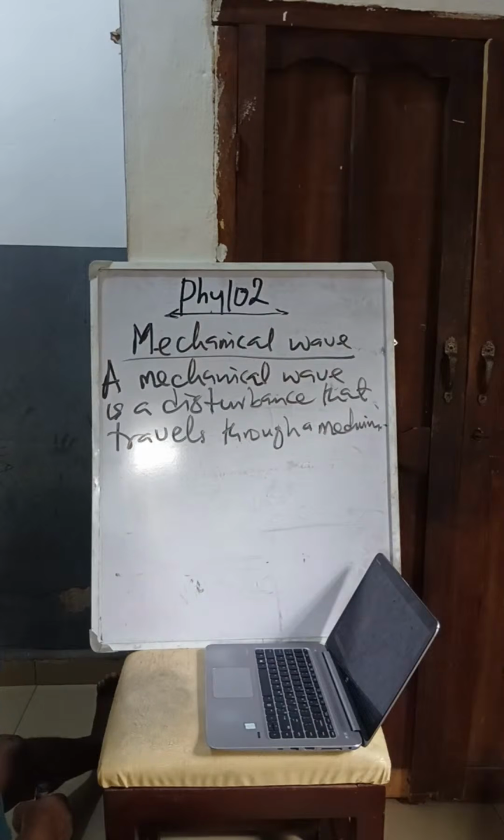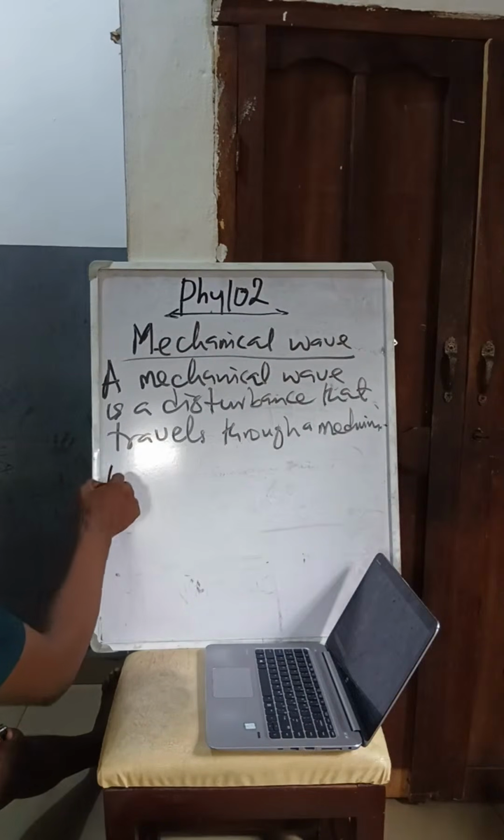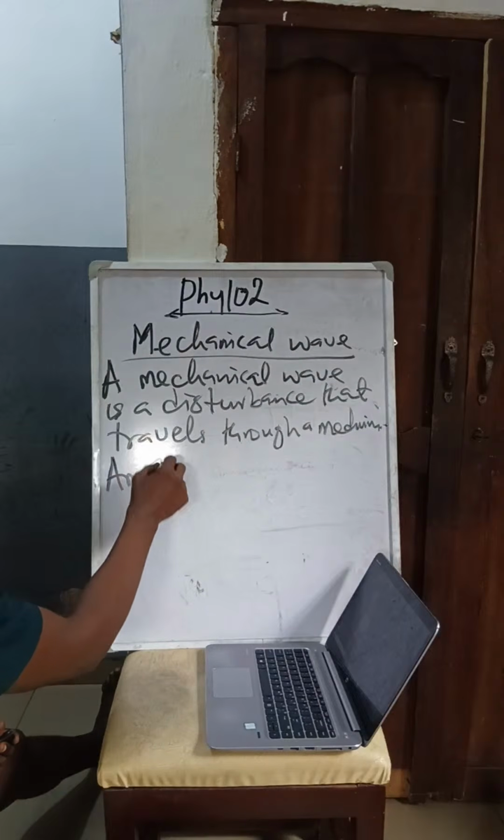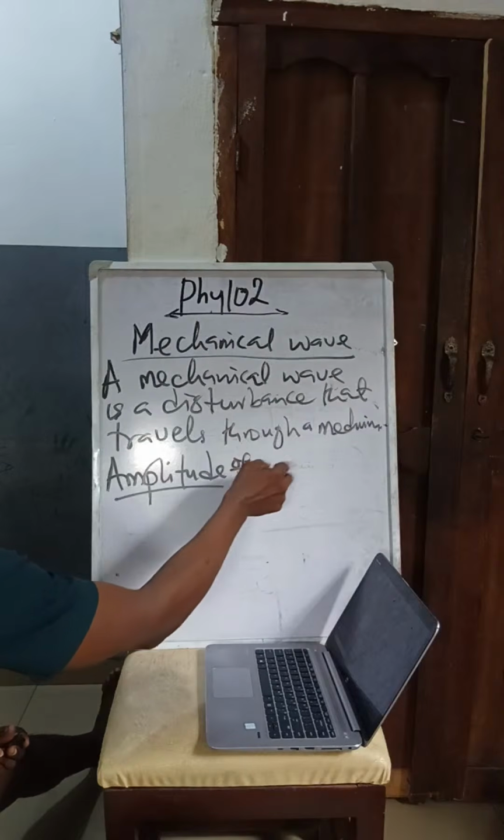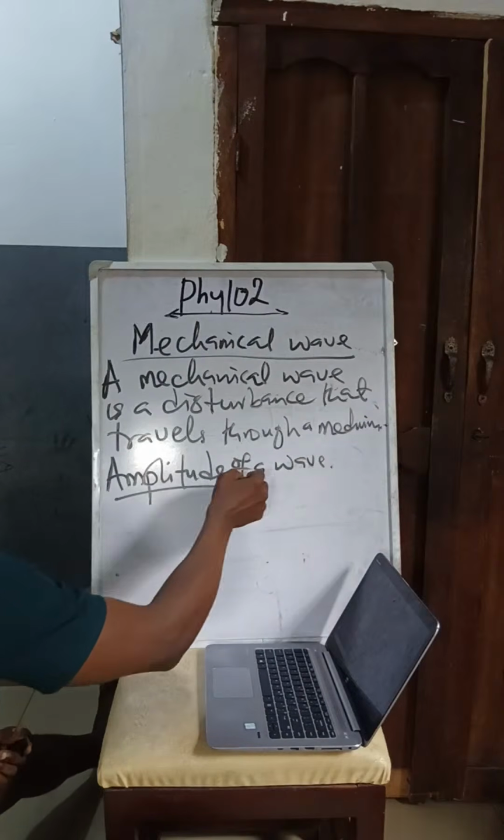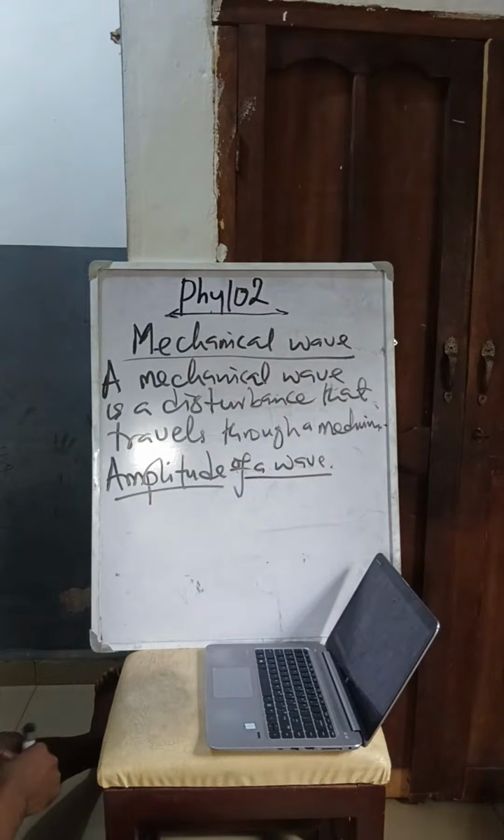What is the amplitude of a wave? The amplitude is the maximum displacement from the equilibrium position.